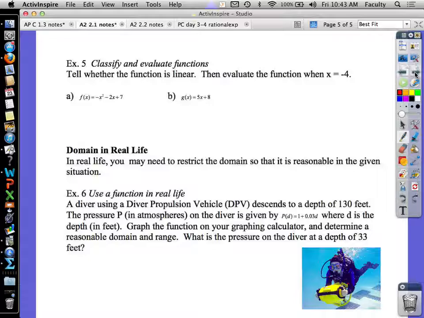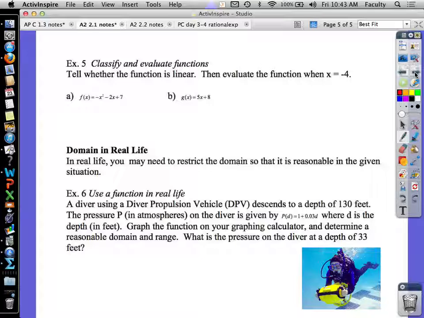What makes it linear? It can be written in y equals mx plus b. Okay, how can I write that as y equals mx plus b?